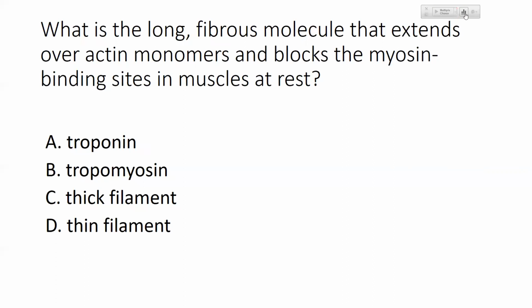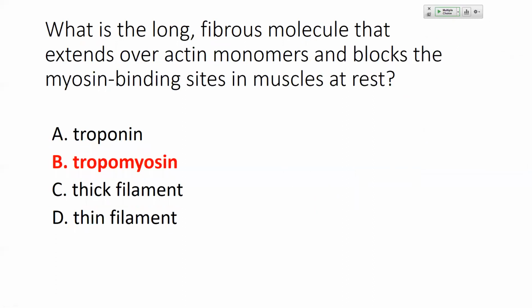So bone to bone is a ligament, muscle to bone is a tendon. All right, another very straightforward one. The long fibrous molecule that covers the actin monomer is tropomyosin, okay? Whereas troponin is the other regulatory protein associated.